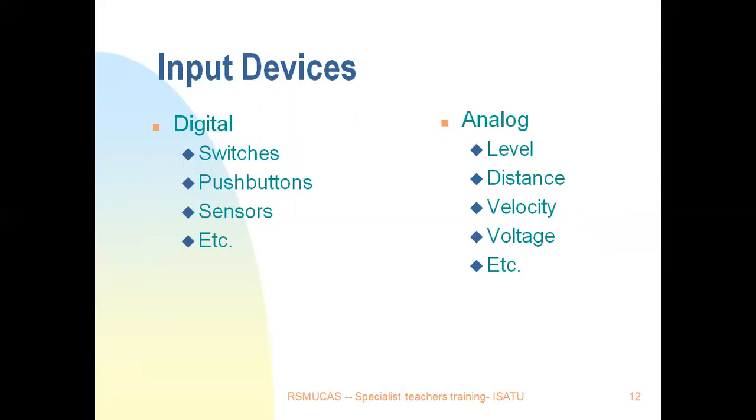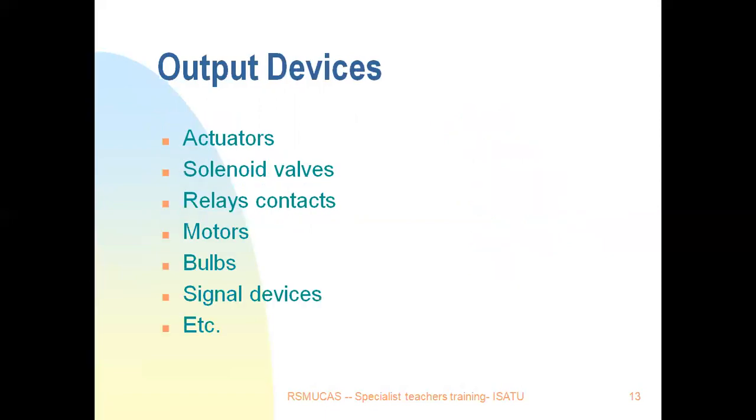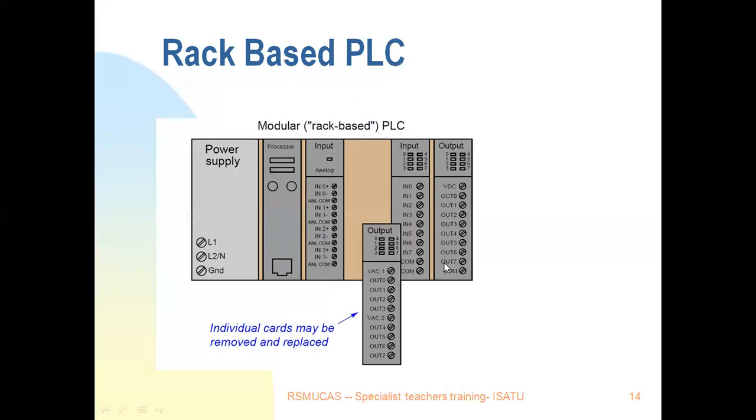Up to 5 volts. These are analog, meaning it varies. Unlike this one, digital, there's only two states, either on or off. For the output devices, which we tend to switch on or off, now we have examples. We have the actuators, we have solenoid bulbs, relay contacts, motors, bulbs, signal devices, and others.